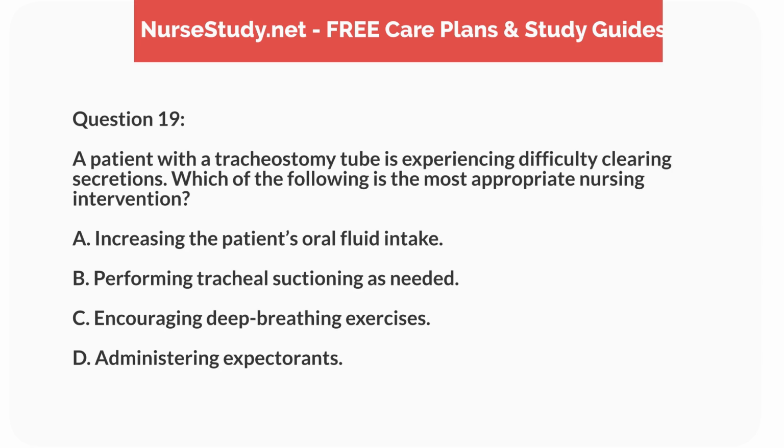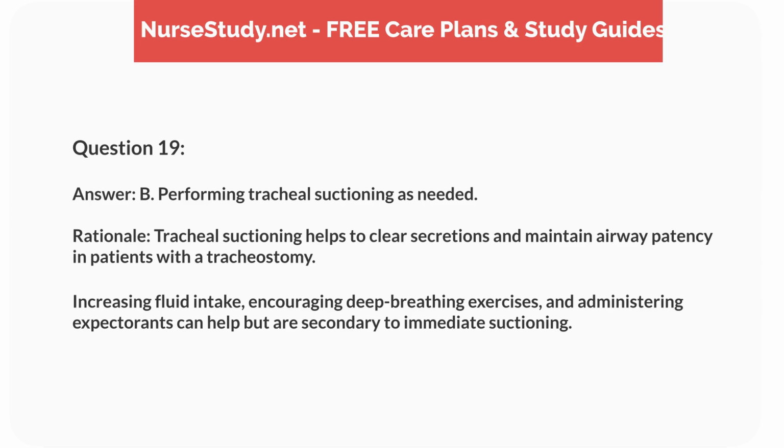Question 19. A patient with a tracheostomy tube is experiencing difficulty clearing secretions. Which of the following is the most appropriate nursing intervention? A. Increasing the patient's oral fluid intake. B. Performing tracheal suctioning as needed. C. Encouraging deep breathing exercises. D. Administering expectorants. Answer: B.